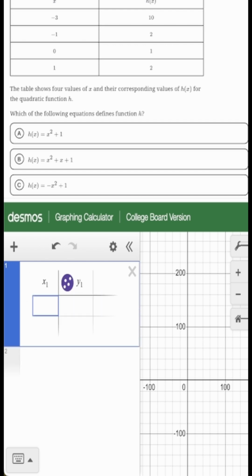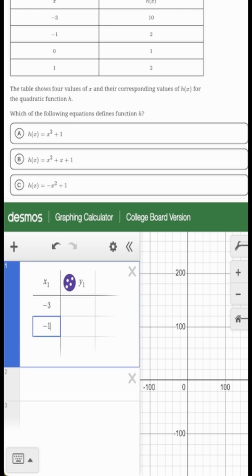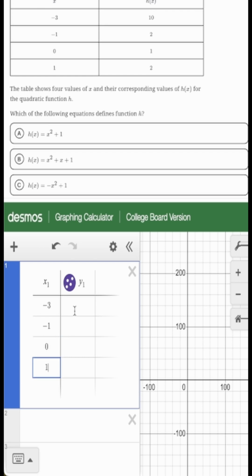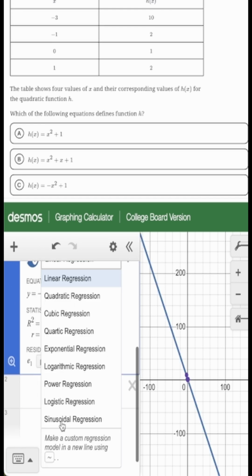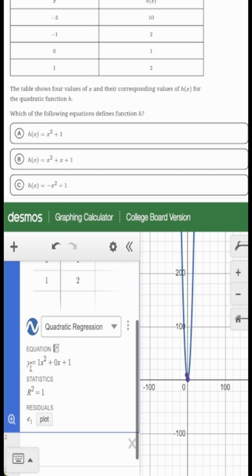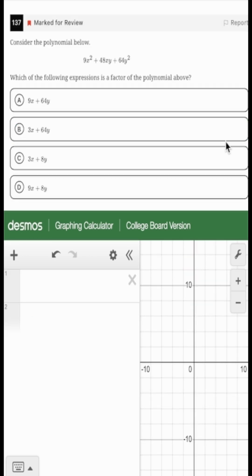So you create a table. If you guys didn't know, you could just add item and then click table. And you just plug in each x value and each y value into the table. And then you click add regression and make sure it says quadratic regression. And boom, this is the answer. Y equals x squared plus 1. And that's the answer. Now we have a medium difficulty question.